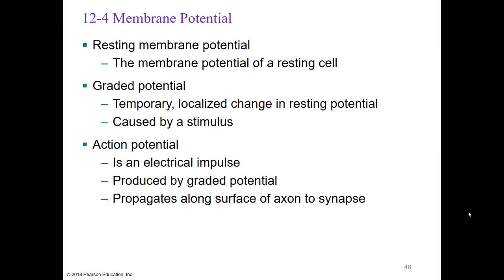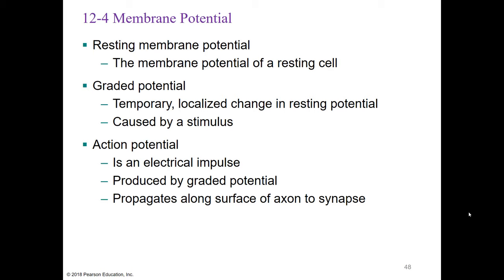Okay, so now it's time to talk about how neurons actually communicate and send their signals. Membrane potential can be broken up into three main groups. We have resting membrane potential, which is the membrane potential of a resting cell, so one that is not doing anything involving communication. It's just kind of resting and hanging out.